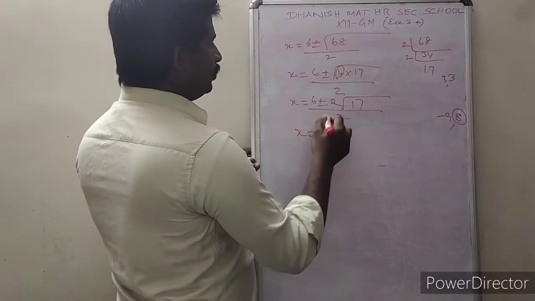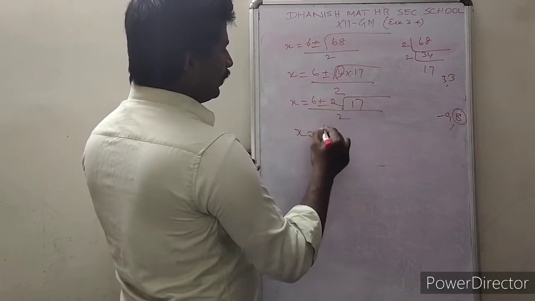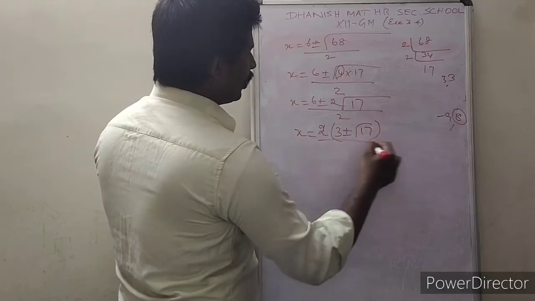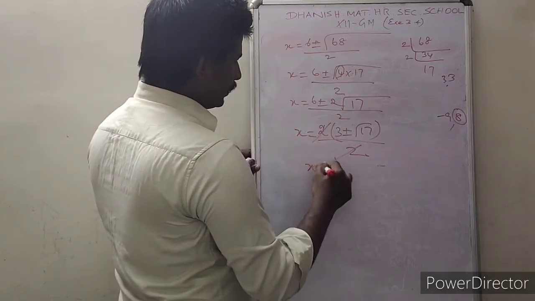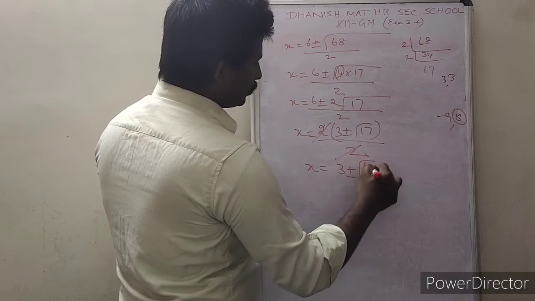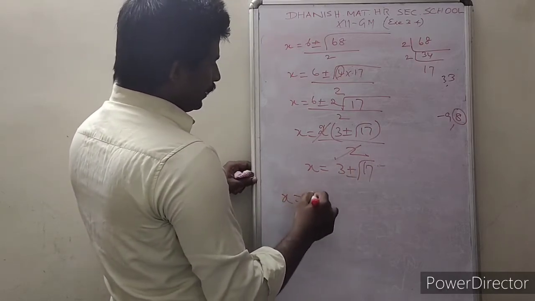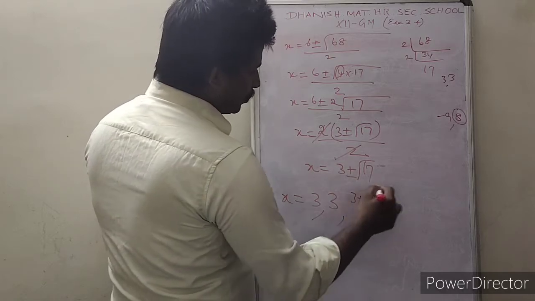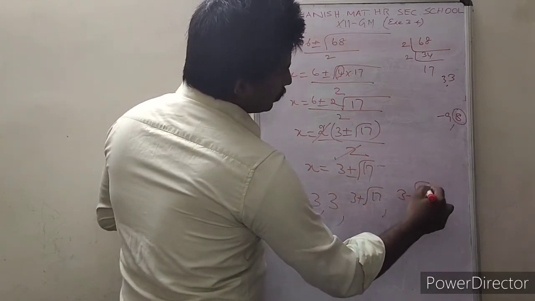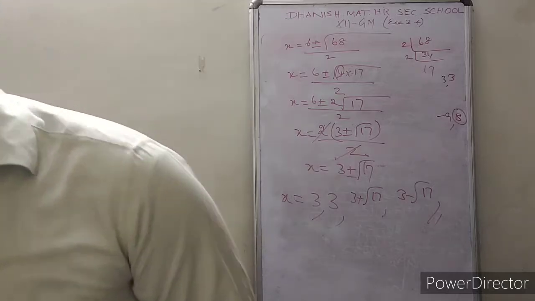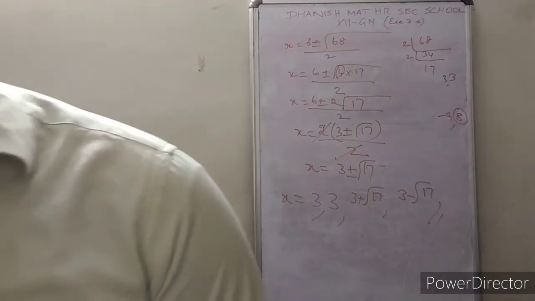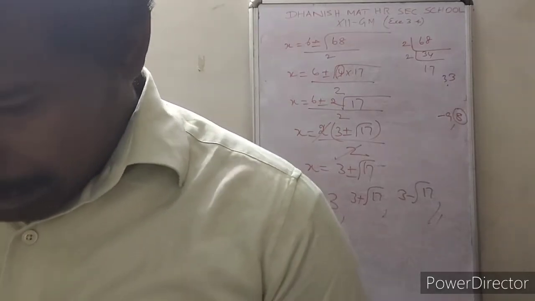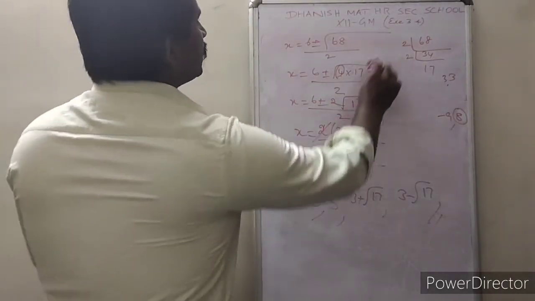So x equal to, from these two terms we can take 2 as a common factor. So 3 plus or minus root 17 divided by 2. 2 will get cancelled. So x equal to 3 plus or minus root 17. So we already have x as 3, as well as 3 plus root 17 and 3 minus root 17 are the required x values. Then look at the second one. Here also we are going to do the same thing.